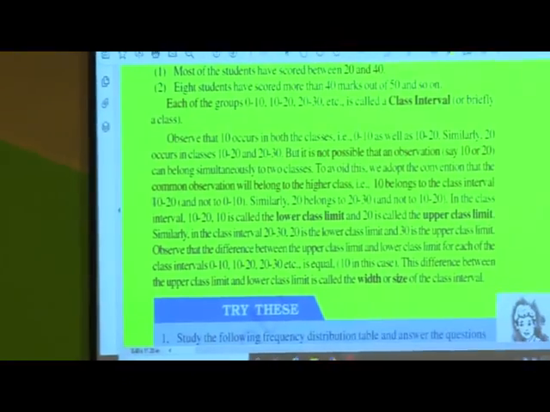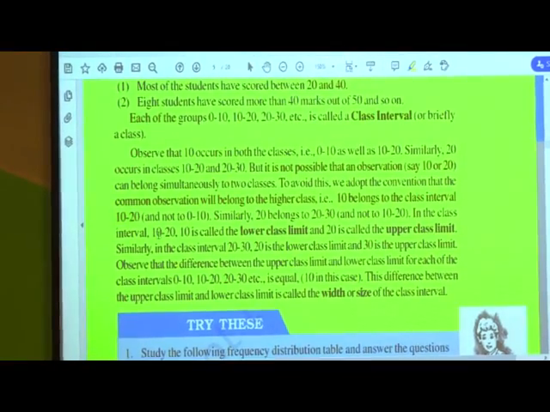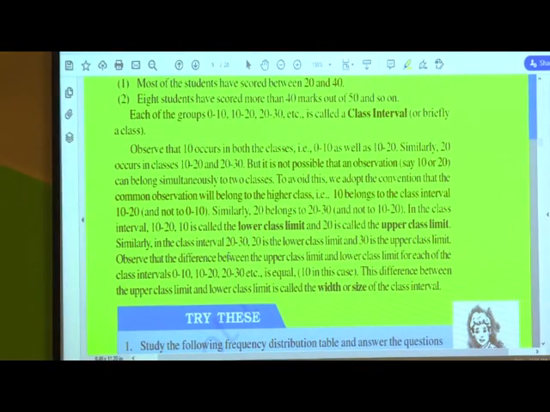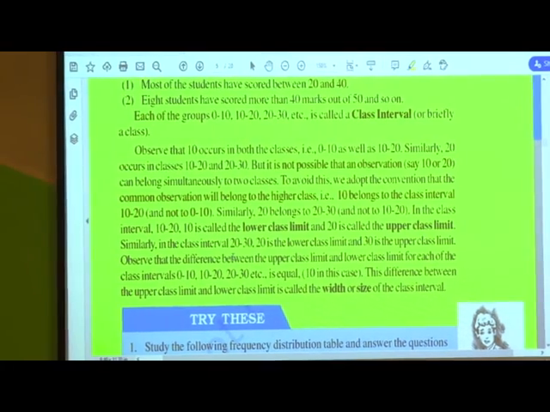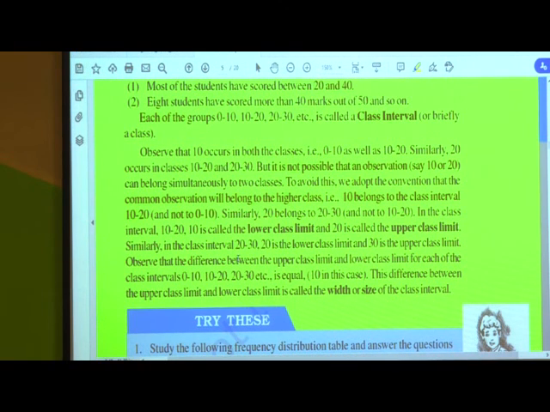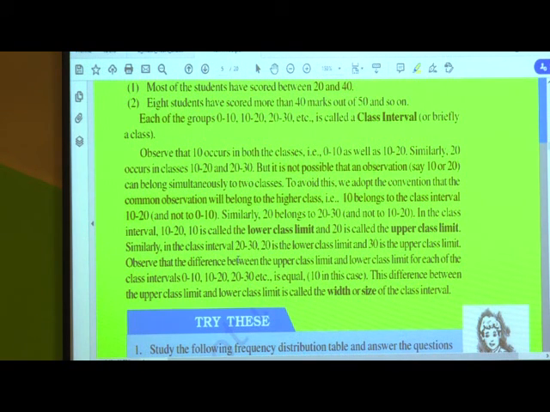Please understand properly what they are telling. This is very important. 10 belongs to the class interval 10 to 20 and not to 0 to 10. Wherever 10 is the upper limit, in that class we are not going to record the observation, but where 10 is the lower limit, we are going to record there. Similarly, 20 belongs to 20 to 30 and not to 10 to 20. If you understand this simple concept, henceforth no confusion will be there.